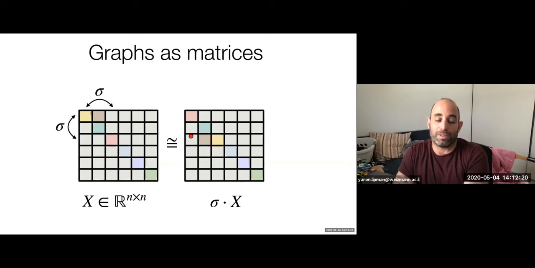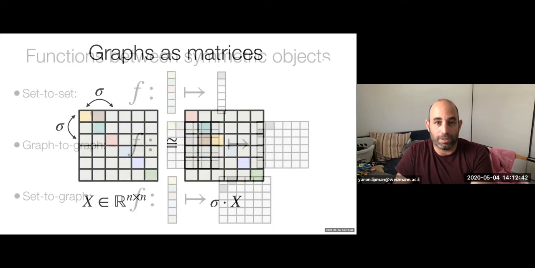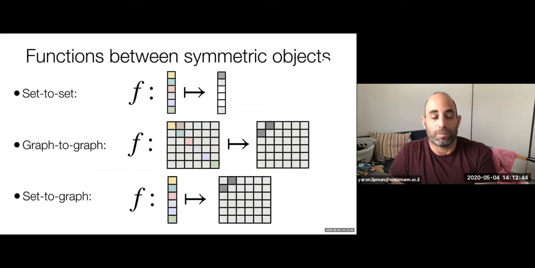So the output would be this, meaning that this sigma of x, this permuted matrix, and the original matrix represent the exact same graph. Okay, that's exactly like in graph isomorphism, where we look for this permutation that would give us the same matrix. And of course, the same rule holds also for high order tensors.